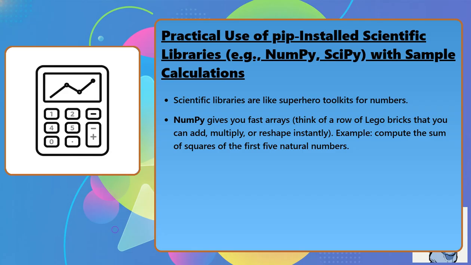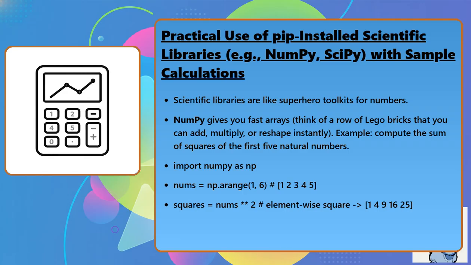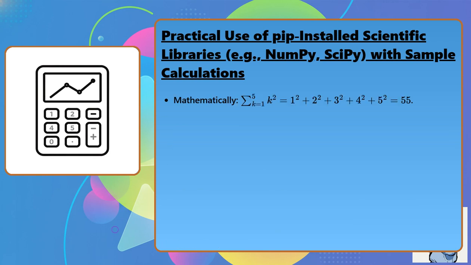Example: compute the sum of squares of the first 5 natural numbers. import numpy as np. nums = np.arange(1, 6). squares = nums squared. result = squares.sum(). print(result). Mathematically, the sum from k equals 1 to 5 of k squared equals 1 squared plus 2 squared plus 3 squared plus 4 squared plus 5 squared equals 55.